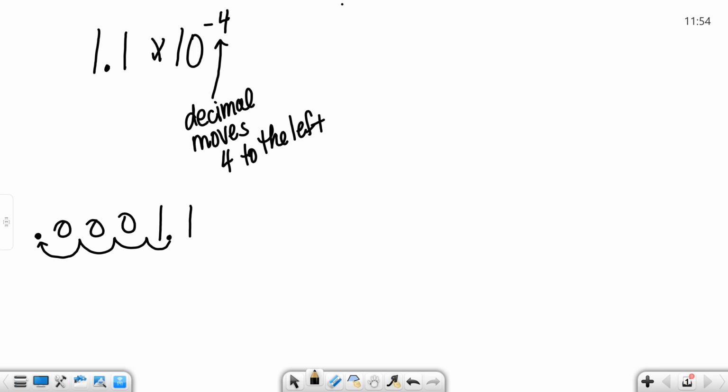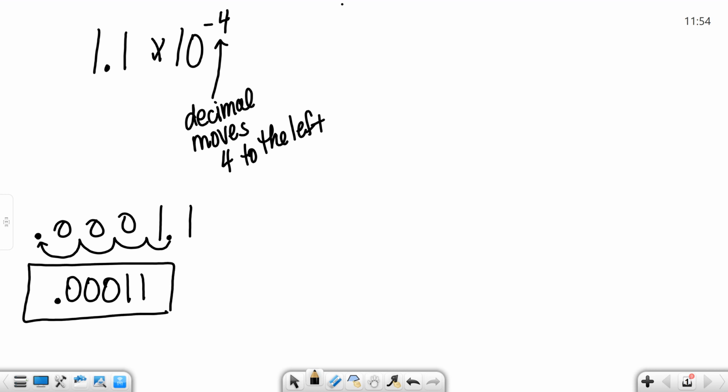You cannot leave your answer like that. It appears to have 2 decimals, which is not true. So we have 0.00011. Now, if you want to stick a 0 in the front of that decimal, you can. It doesn't change the value if you don't. All right, so those are 2 examples of going from scientific to standard. Now let's go from standard to scientific.